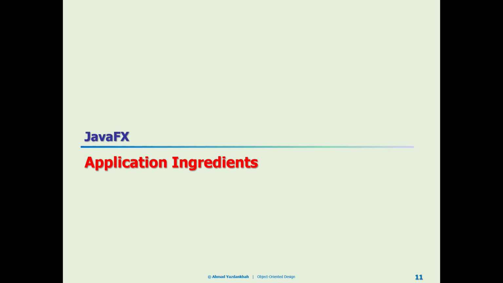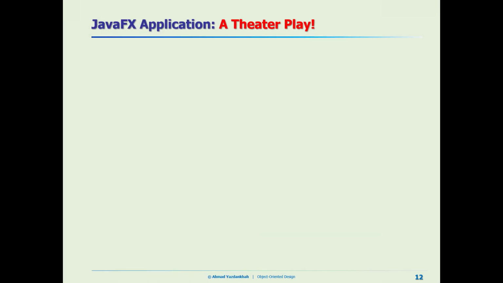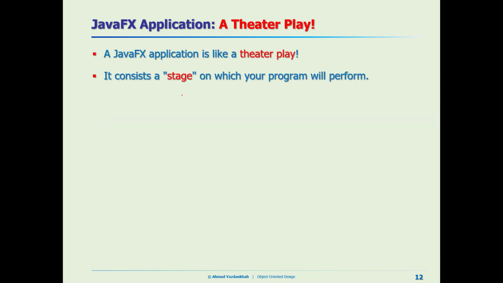It's a big picture about how JavaFX works. So a JavaFX application looks like a theater play. Yeah, it's fun. So it's a theater play. It has a stage, all right? This stage is whatever you do. I mean, your program will perform on it, right? And what else do we have? We have several scenes. Yeah, exactly like a theater, right?